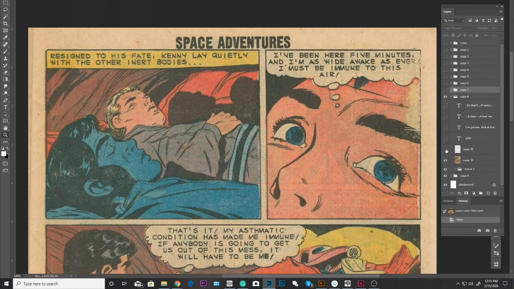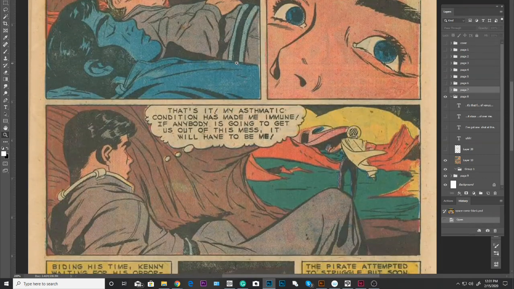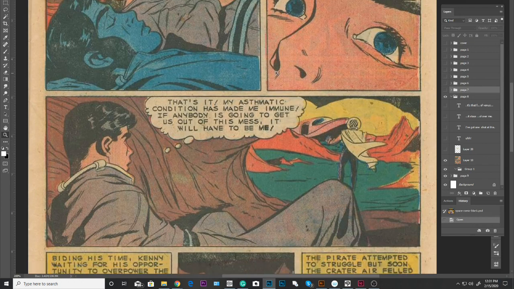I've been here 5 minutes and I'm wide awake as ever. I must be immune to this air. That's it. My asthmatic condition has made me immune. If anybody is going to get out of this mess, it will have to be me.